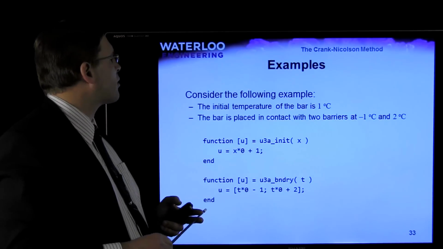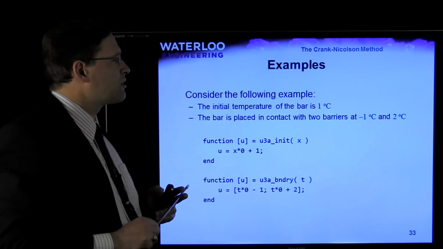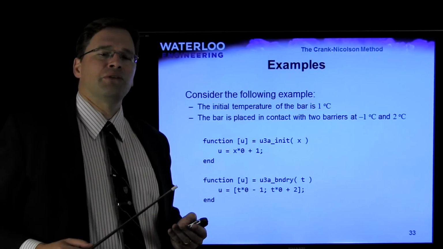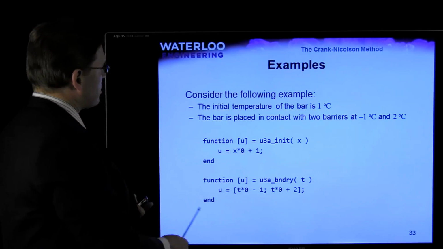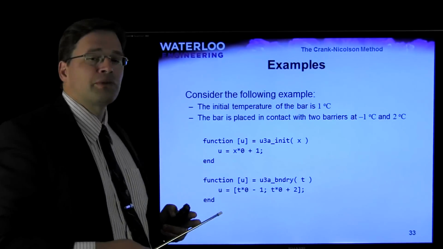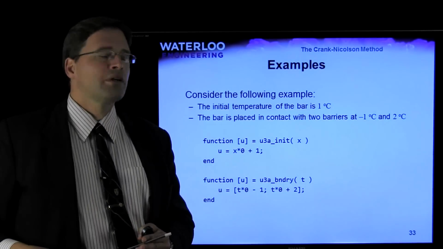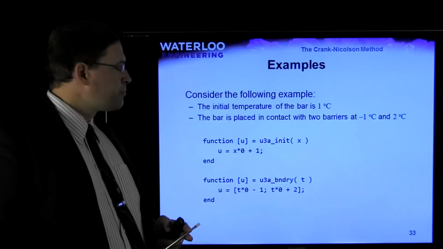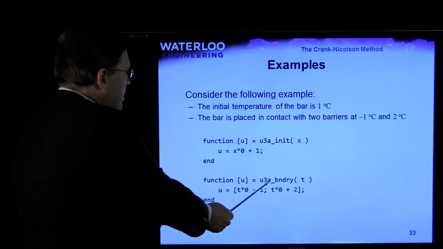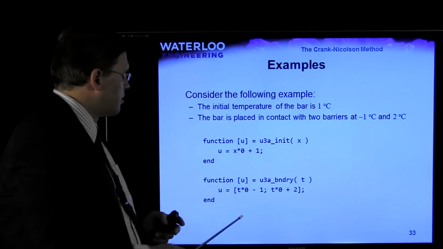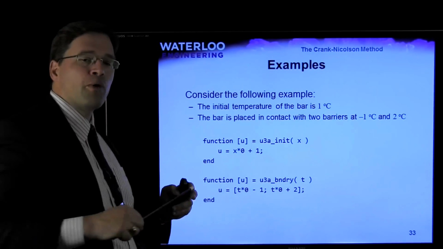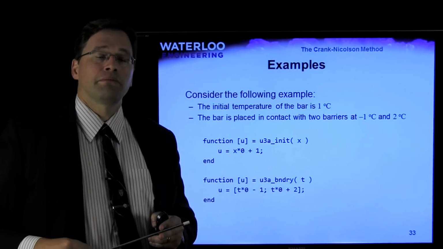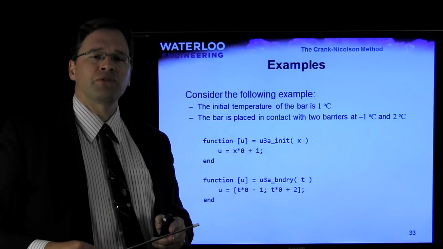The initial temperature of a bar is 1 degree Celsius. The bar is placed in contact with two barriers. One is at negative 1 degree Celsius, the other is at 2 degrees Celsius. Now, the initial state is just a function that always returns a vector of zeros or a vector of ones for any number of vectors in the argument. The second function, the boundary conditions, will return a row of ones, a row of twos, a row of negative ones and a row of twos.